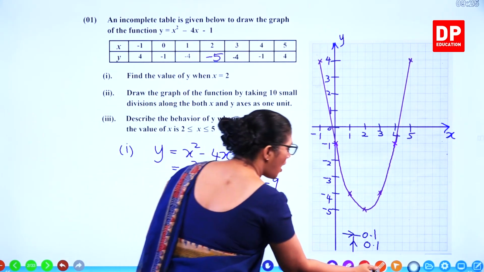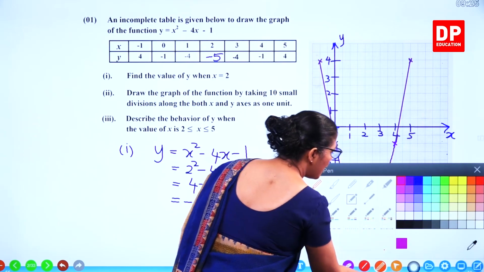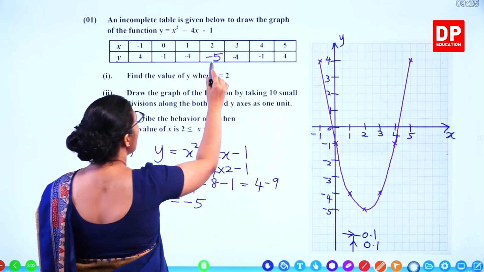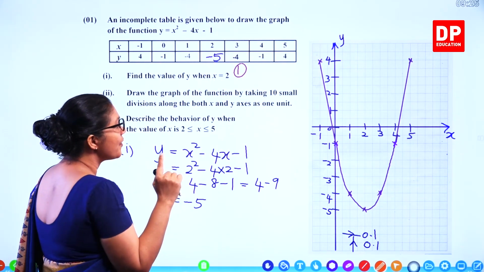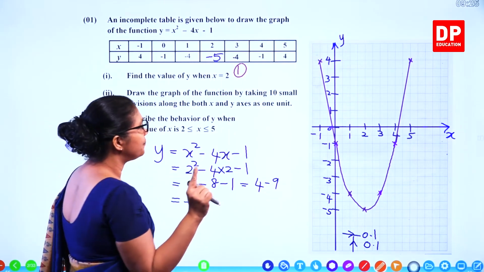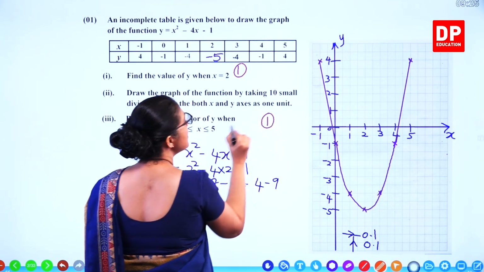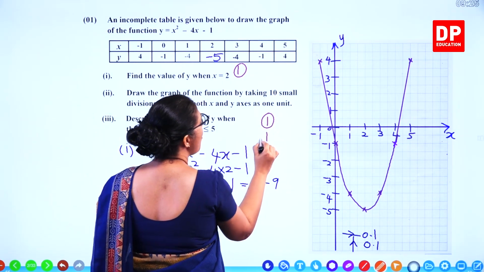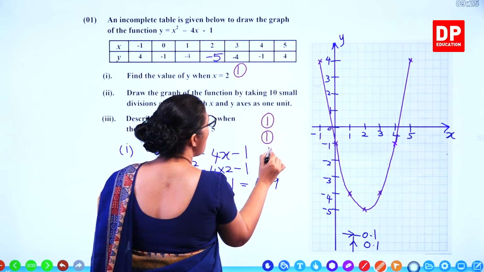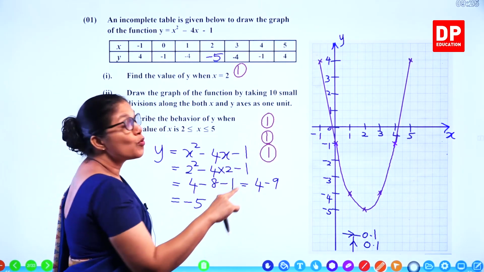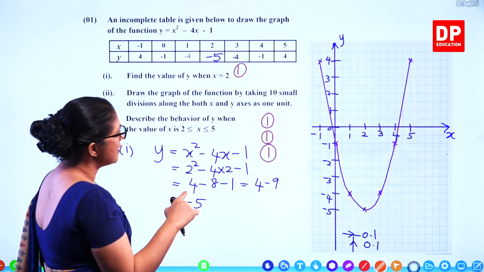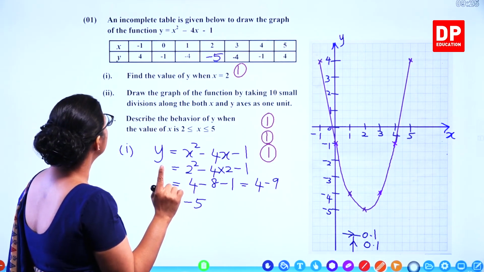So how many marks for these two steps? You get 1 mark for finding the answer here, and 3 marks for the graph: 1 mark for the scale, 1 mark for marking the points, and 1 mark for smoothly connecting the points. So 3 marks for that.